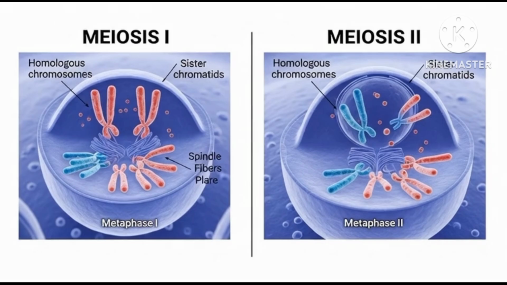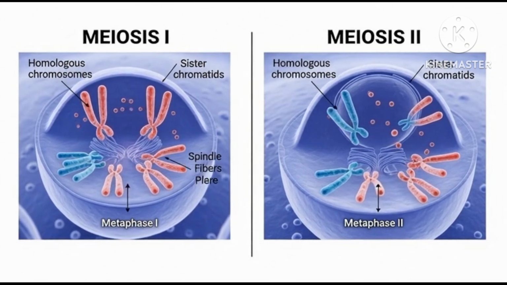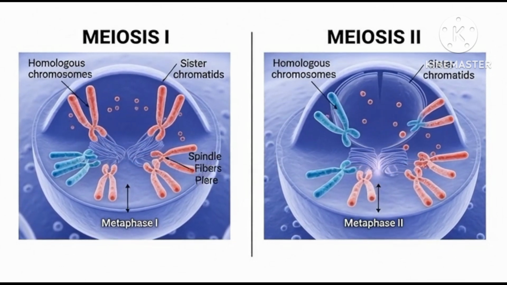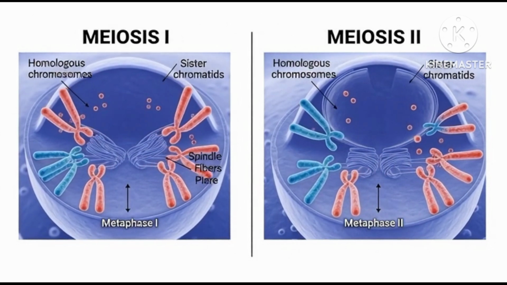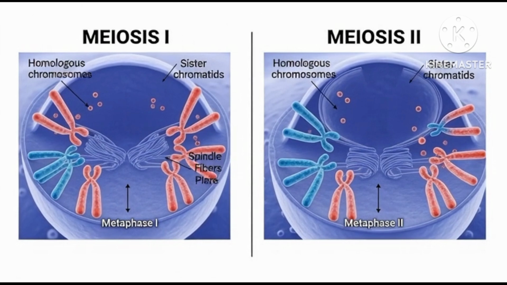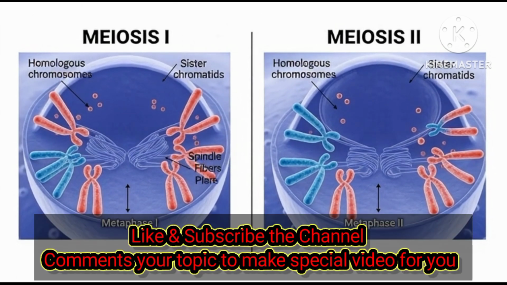In prophase II, chromosomes condense again and spindle fibers form. During metaphase II, chromosomes line up individually at the center of each cell. In anaphase II, sister chromatids separate and move toward opposite poles. Finally, telophase II and cytokinesis complete the process.